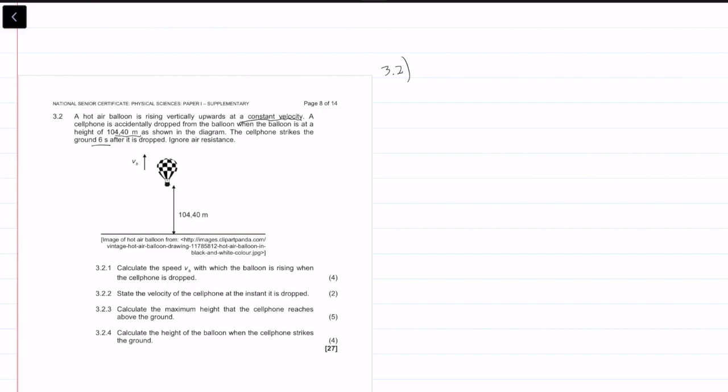Calculate the velocity or the speed VB with which the balloon is rising when the cell phone is dropped. So constant velocity. We know that this is also a constant acceleration problem. It's a free fall problem right here. So free fall problems, we always use UVATs.